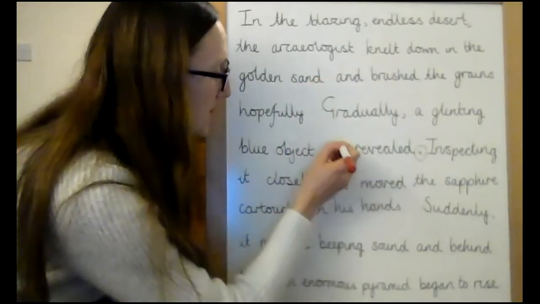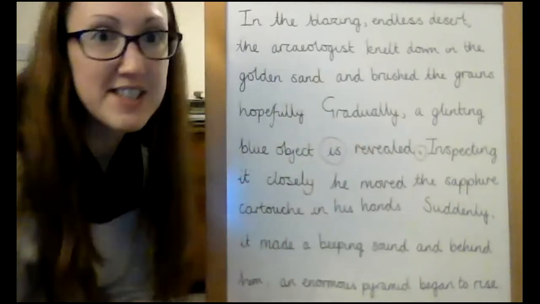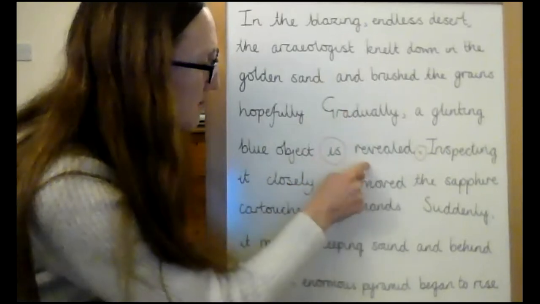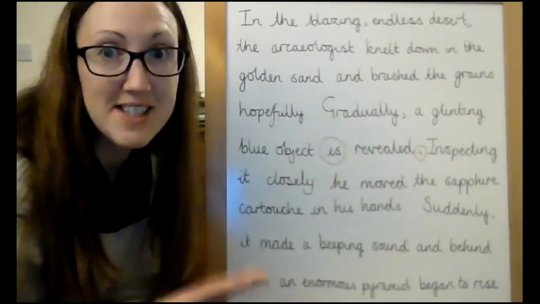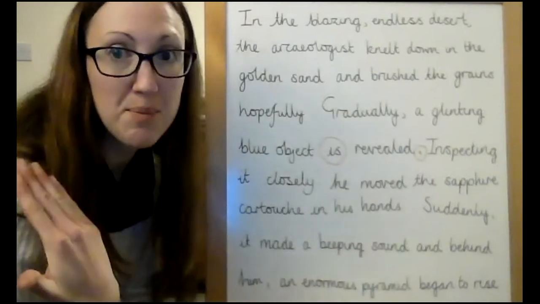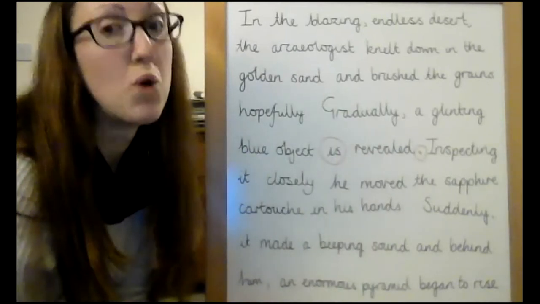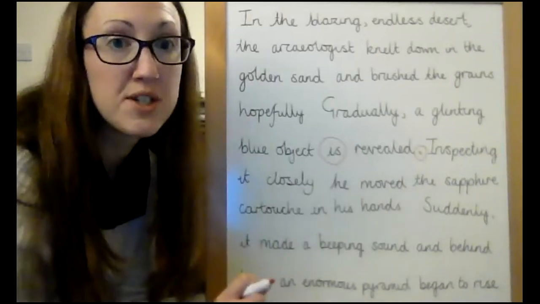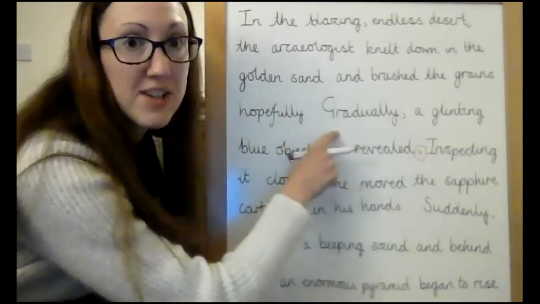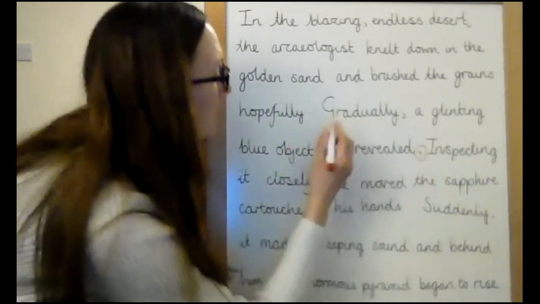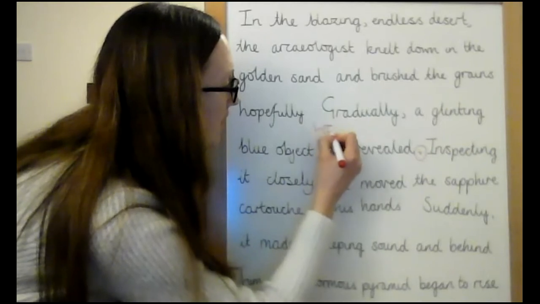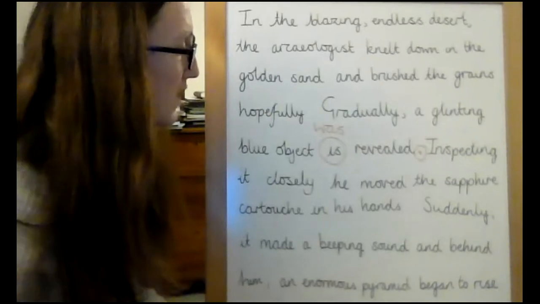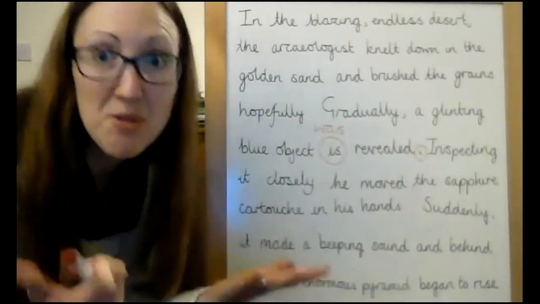But have a look here, I'm going to circle this. I think that there is some editing to be done here. I've got gradually a glinting blue object is revealed. Actually is present tense. So I need to, what's the past tense of is? Was. So very carefully, this is what I'd like you to do. If you spot a mistake like this, you need to rewrite a word. You're just going to use the space above as neatly as you can, okay, to write in with your lovely handwriting the correct word. So was revealed, full stop there. Okay, great. I'm already making improvements.